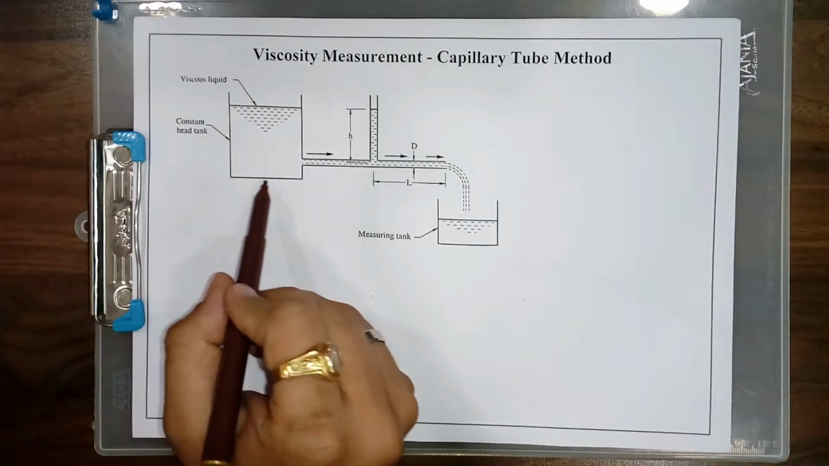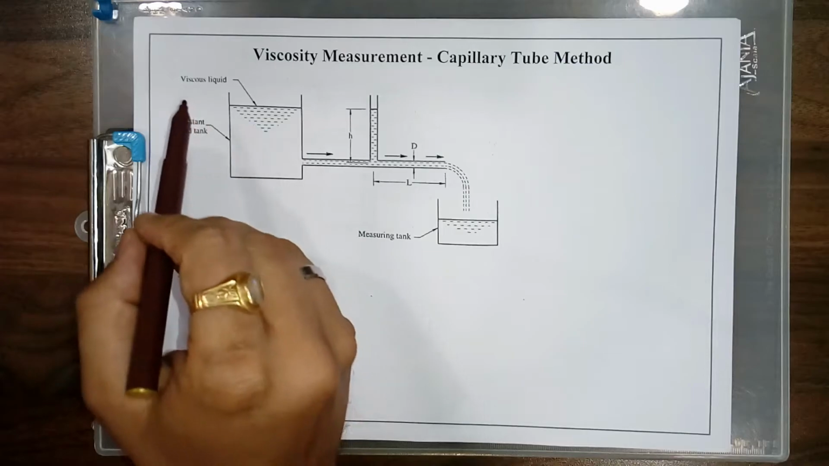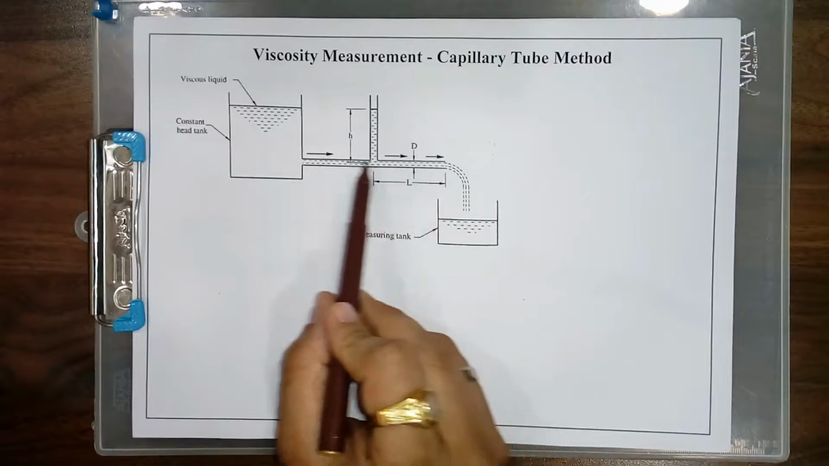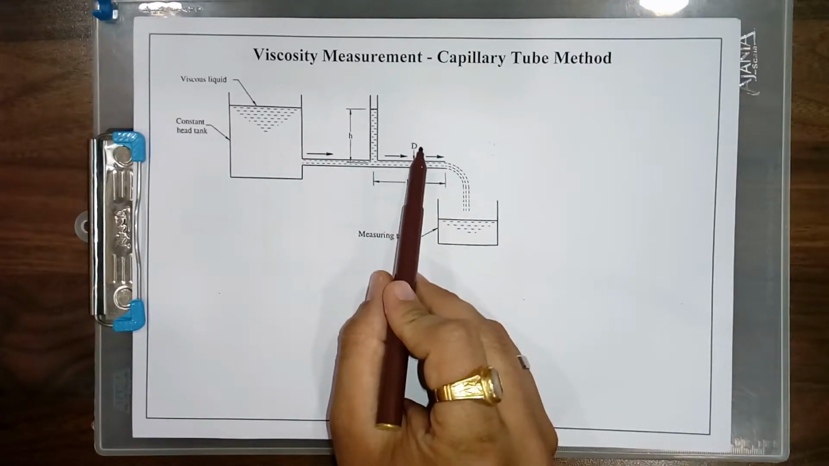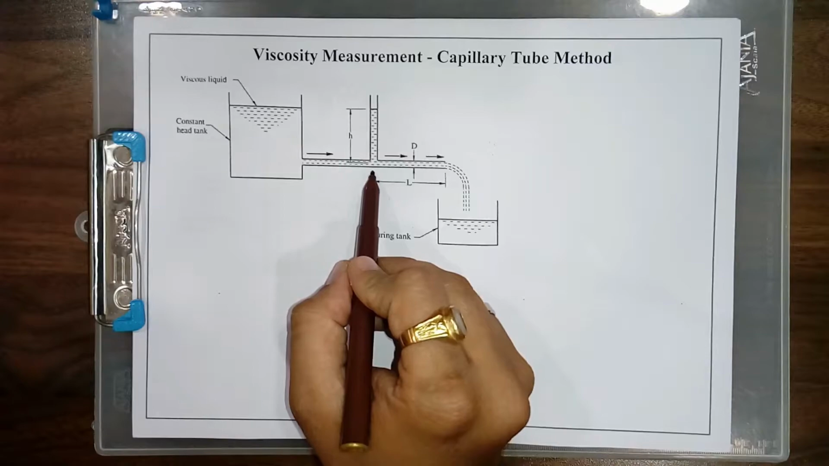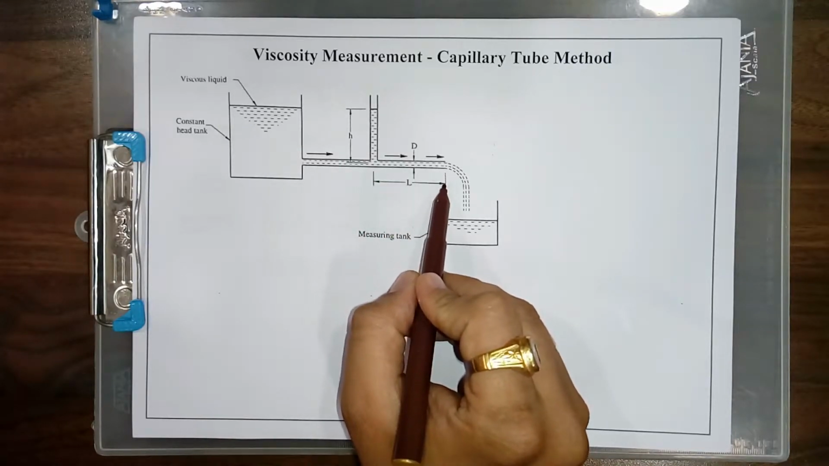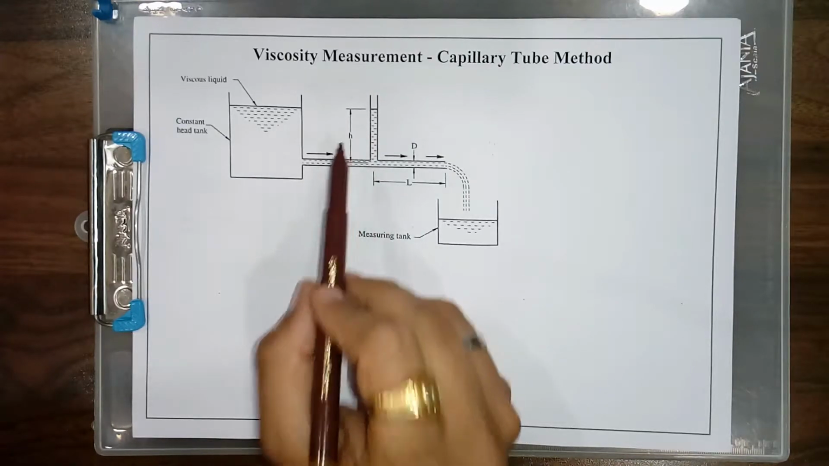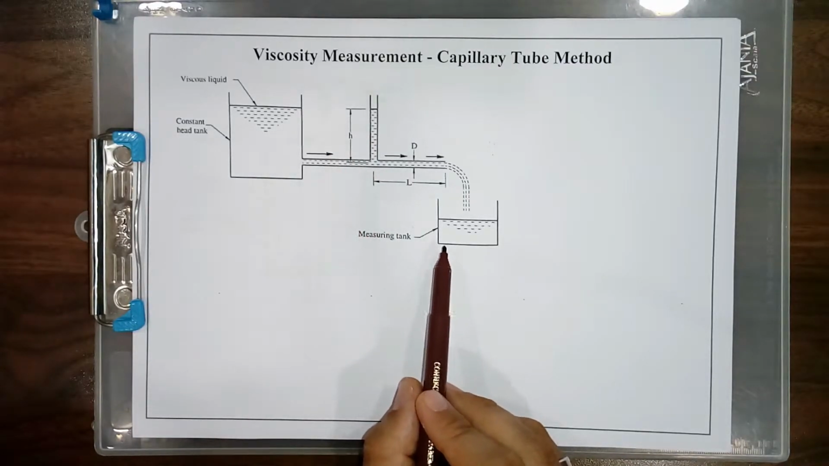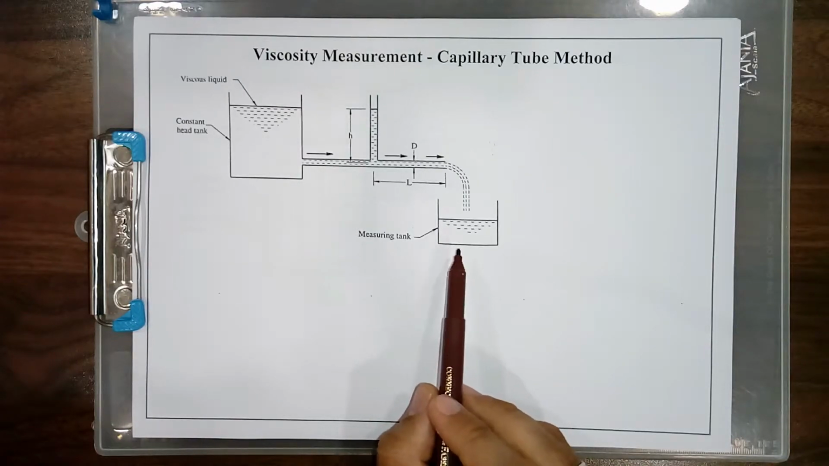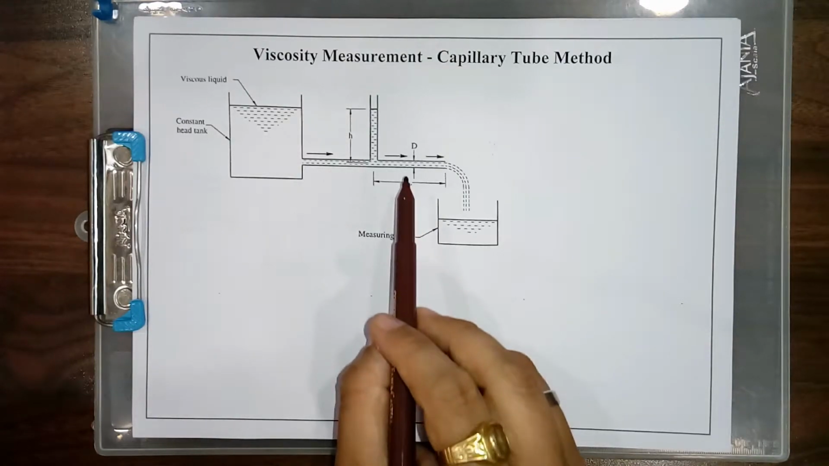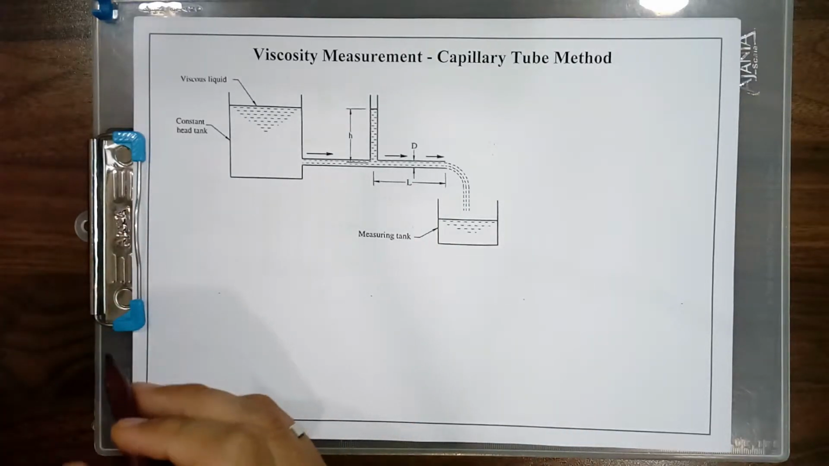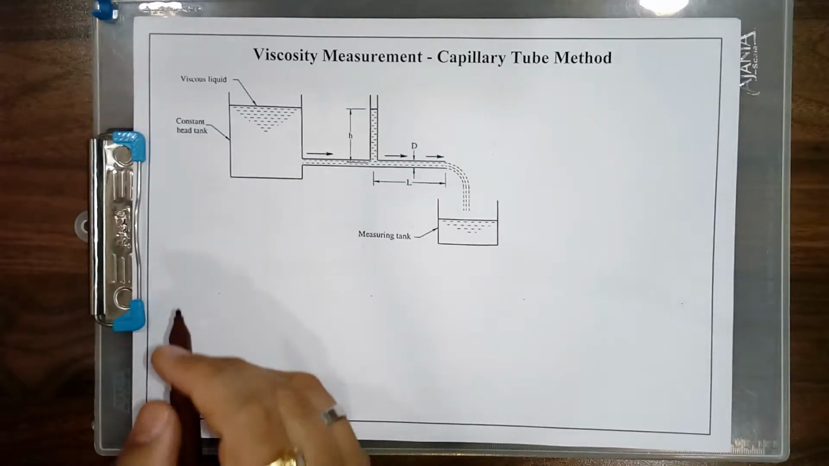Here one constant head tank is there in which we fill the viscous liquid, and here we have one capillary tube which has the diameter d, and we observe the head loss in this length L, and here we have one tube using which we can measure the head. And for measurement of the discharge we have one measuring tank in which we measure the discharge of the liquid from the capillary tube. The Hagen-Poiseuille's theory is used and is very helpful.